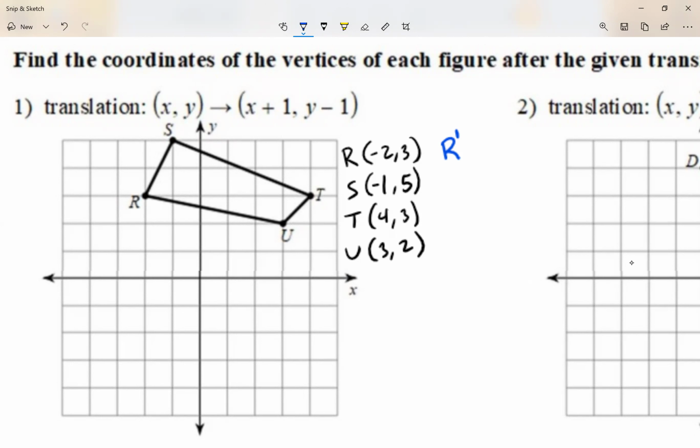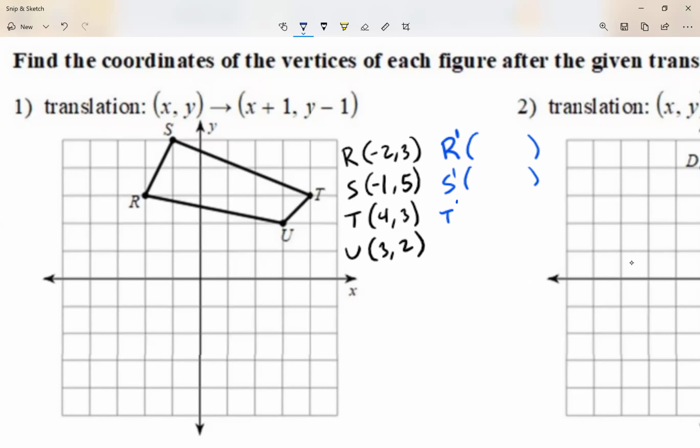So R prime is going to have some coordinates. I'll deal with the coordinates in a minute. I'm also going to find the coordinates of S prime, T prime, and U prime. I'm going to find the coordinates of each.